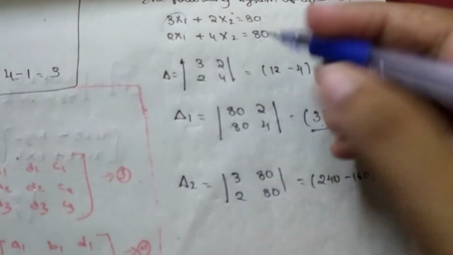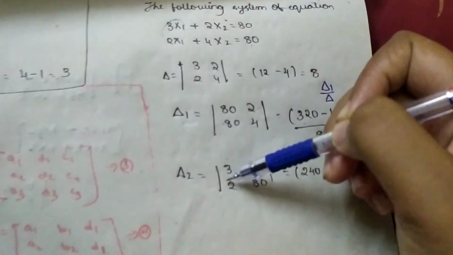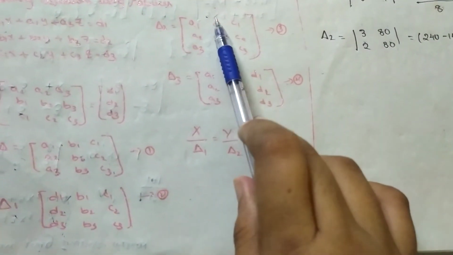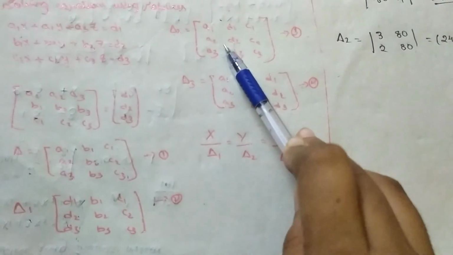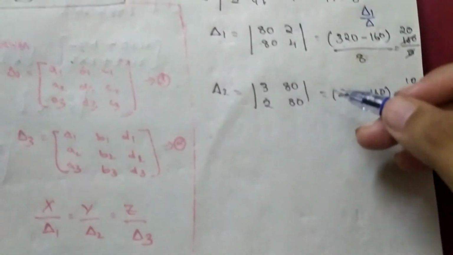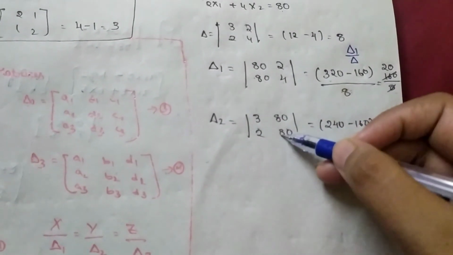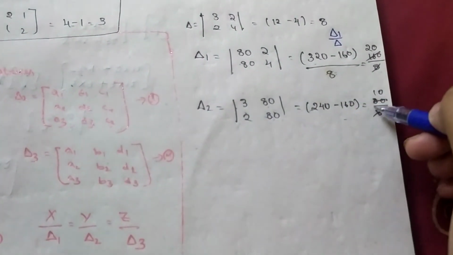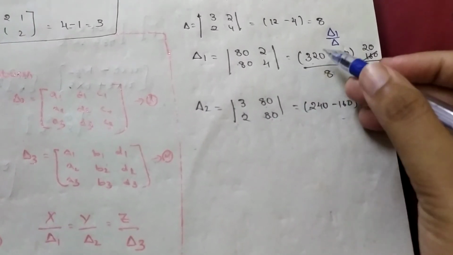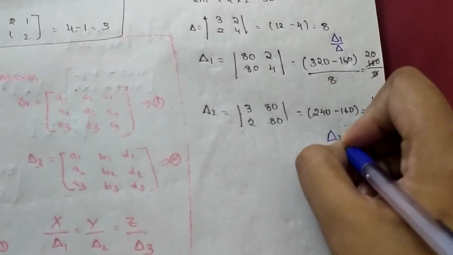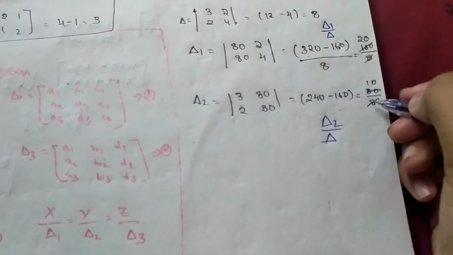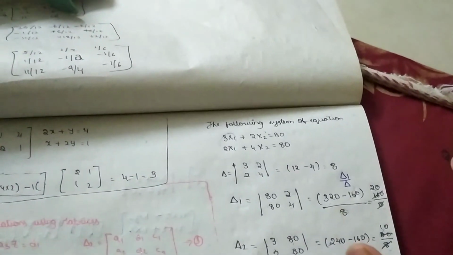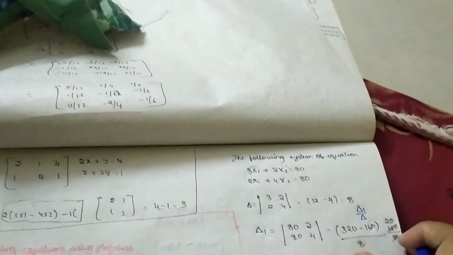Again delta 2 means a values will be same, b values are changed as d1, d2, d3. So 80 80, so 3 into 80 is 240 minus 2 into 80 is 160. So 80 by 8, that is delta 2 by delta. So 80 by 8, 8 tens are 80. In this way you have to do the matrix. The complete matrix is completed.